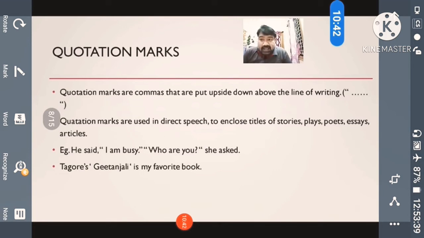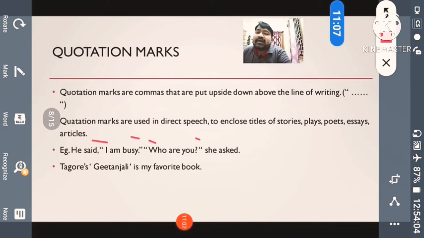Fine. You see, in the next example, Tagore's 'Gitanjali' is my favorite book. Where is the quotation mark? Gitanjali. Okay. I will mark it. No problem. Okay. Here, here, and here, and here. See the difference between the quotation marks in the first sentence and the second sentence. In the first sentence, there are two quotation marks. In the second sentence, there is a single quotation mark. So you need not get confused about this. We have to understand whether it is in the quotation mark or not. Okay, I hope that you understood the quotation mark also.